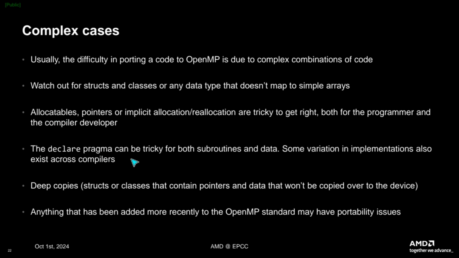So the declare pragma can be tricky for both subroutines and data. And some variation in implementations also exists across compilers, just to add layers, right? So deep copies for things like structs or classes that contain pointers and data won't be copied over to the device, or anything that has been added more recently to the OpenMP standard may have portability issues.